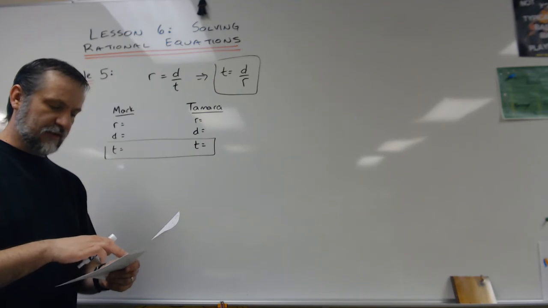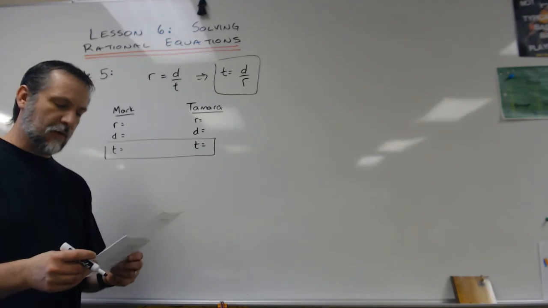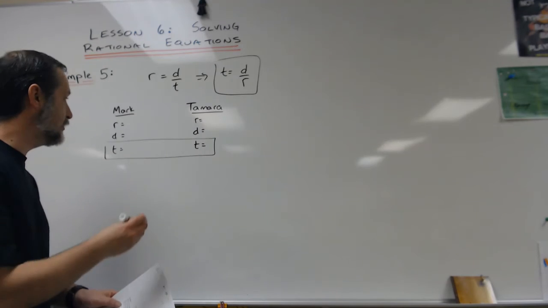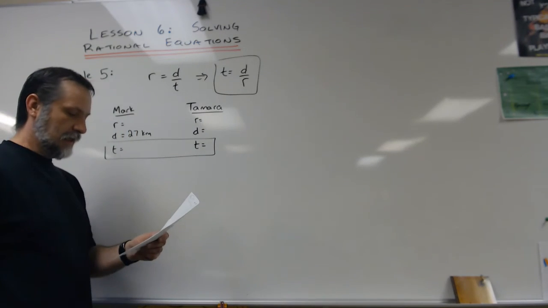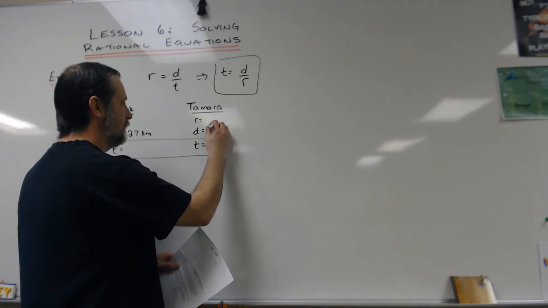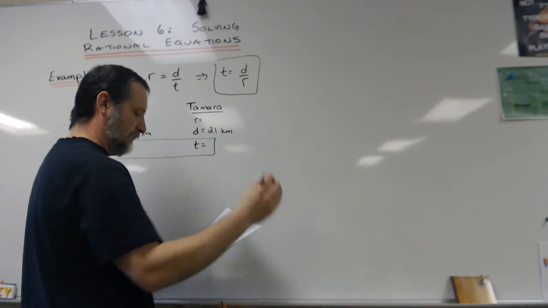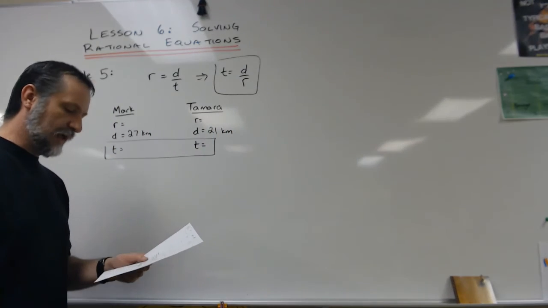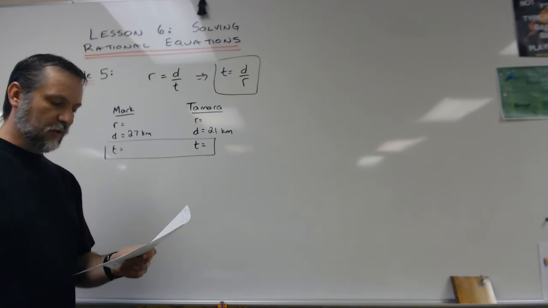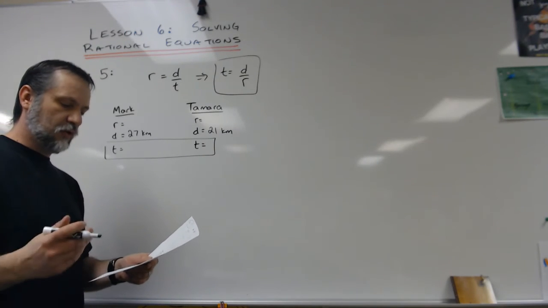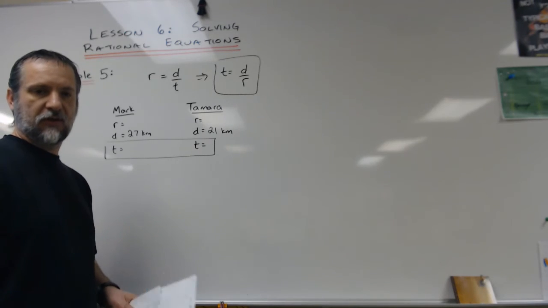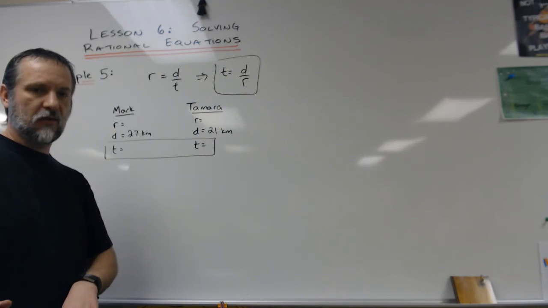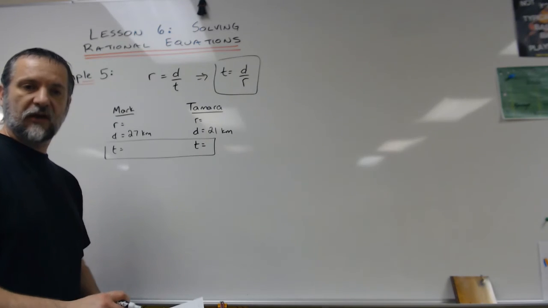So after traveling for the same length of time, they stop and realize that Mark has traveled 27 kilometers. Mark, 27. And Tamara has traveled 21. How fast was Mark traveling? The way they word this is Mark can ride his bicycle 2 kilometers an hour faster. And the way they set it up is Mark gets the x plus 2. I like to leave my questions in the format that they're asked me.